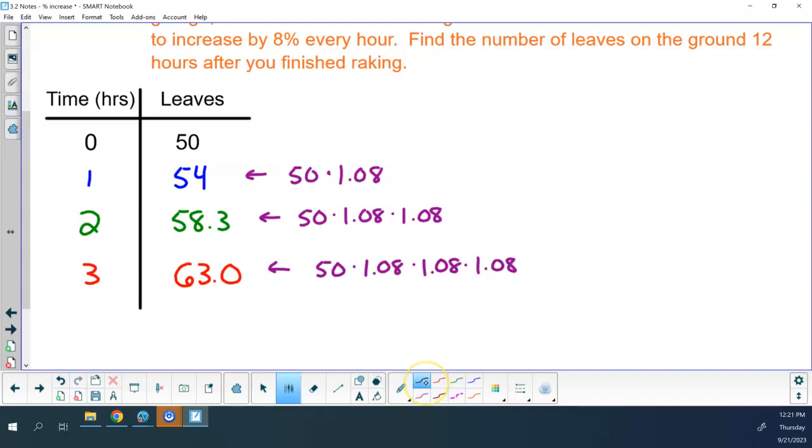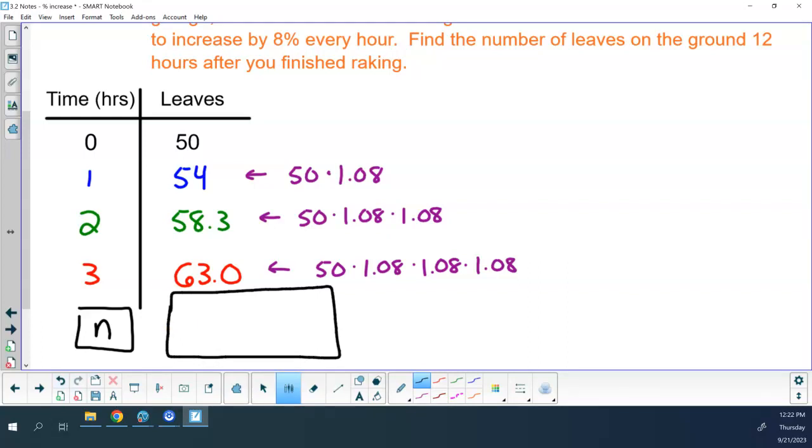So if we go for n hours, okay, we're just going to say n is our hours. What would our exponential function over here be? 1.08 to the n power, yep. So we'd have 50 here times 1.08 to the n power, right? Now that's going to make it easier for us to do what the question is actually asking.